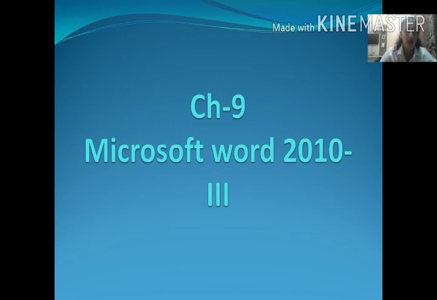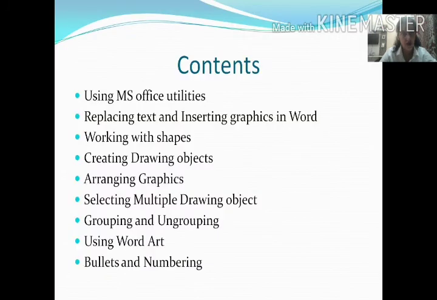So let us start with the contents of the chapter. First one, we have how to use MS Office utilities. Then we have replacing text and inserting graphics in MS Word. After that, how to work with shape. Then how to create drawing objects in MS Word. Then how to arrange graphics in MS Word. Then how to select multiple drawing objects, then how to group and ungroup, and after that we have how to use word art option. Then we have bullets and numbering.